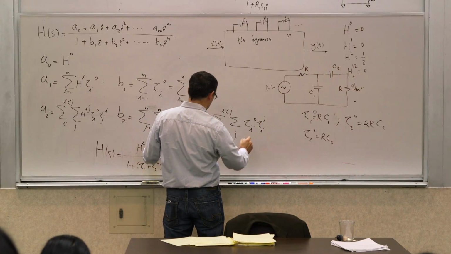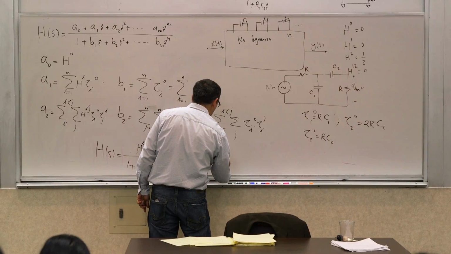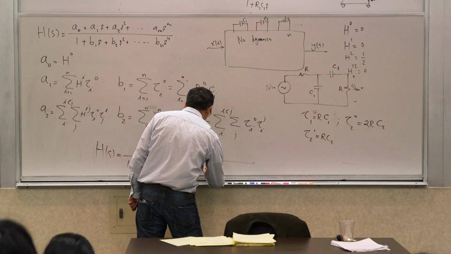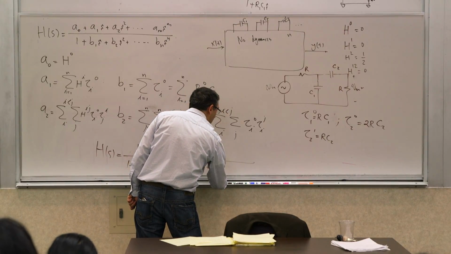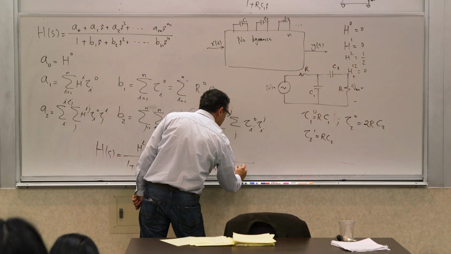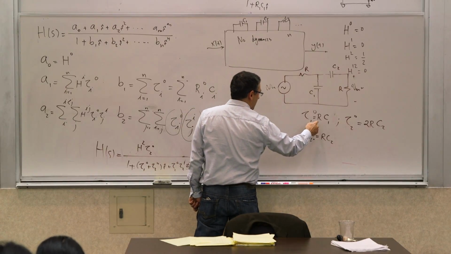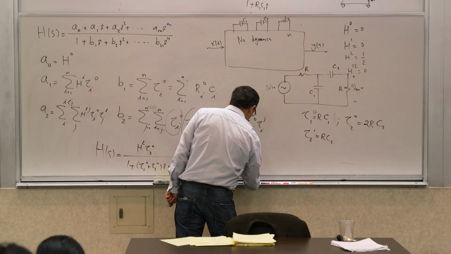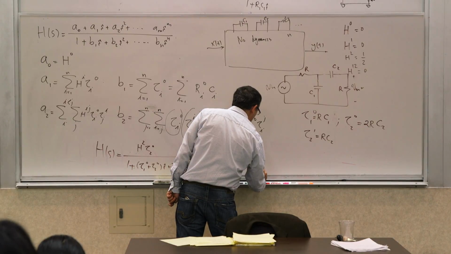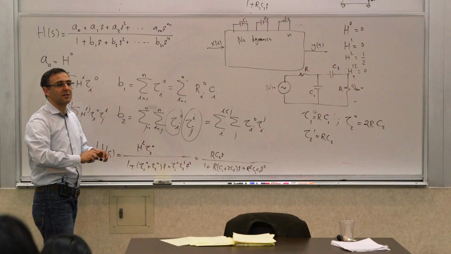tau 20. Well, that cancels the 2, so you get RC2S divided by 1 plus R times C1 plus 2C2S, this plus that, times S, plus this times that, which is R squared C1 C2 S squared. So that's the transfer function.